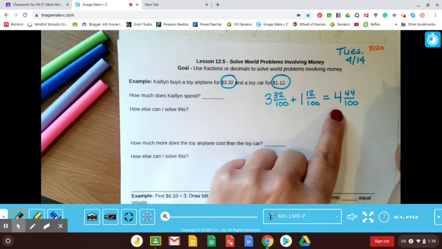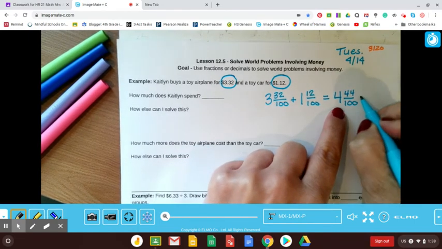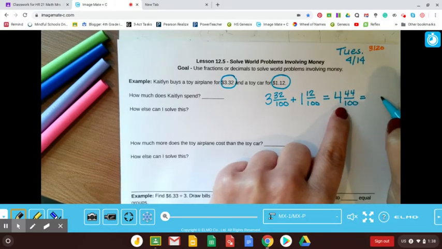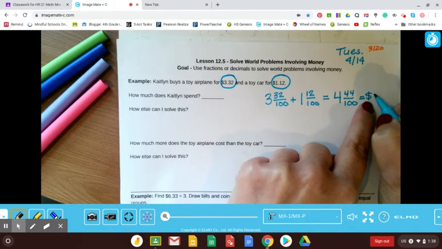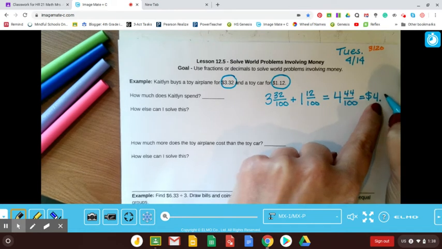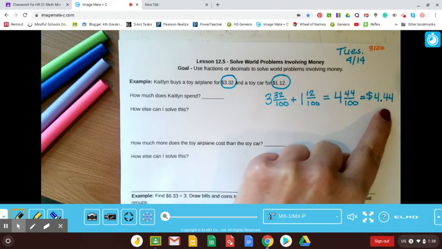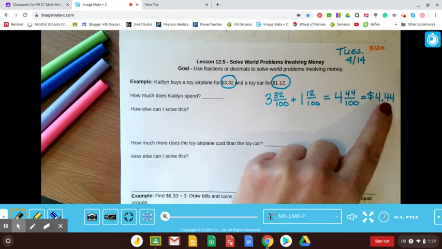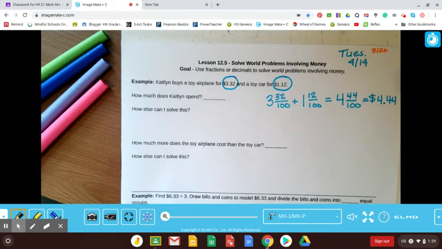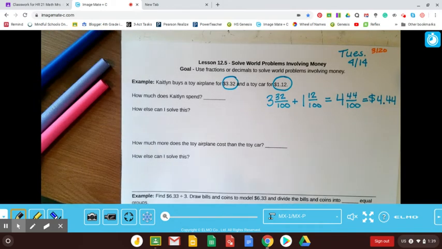So we get 4 and 44 hundredths, which is equivalent, if we were going to change this now back into a decimal, to 4 and 44 hundredths, which would be $4.44. All right, so we tried it as a fraction. Let's try it another way. Let's try to actually draw it out.